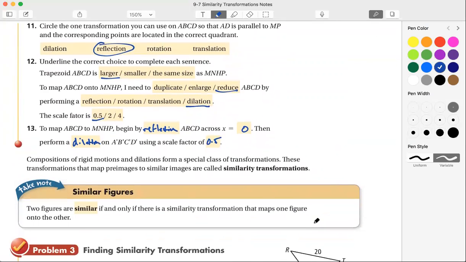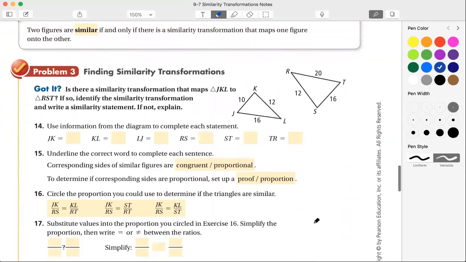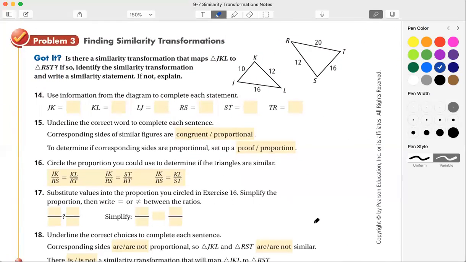So compositions of rigid motions and dilations form a special class of transformations. These transformations that map pre-images to similar images are called similarity transformations. Two figures are similar if and only if there is a similarity transformation that maps one figure onto the other. So is there a similarity transformation that would map triangle JKL to triangle RST? If so, we need to identify the similarity transformation and write a similarity statement, and if not, explain.